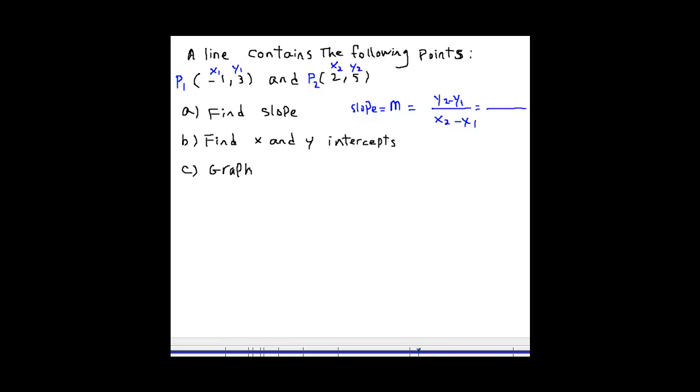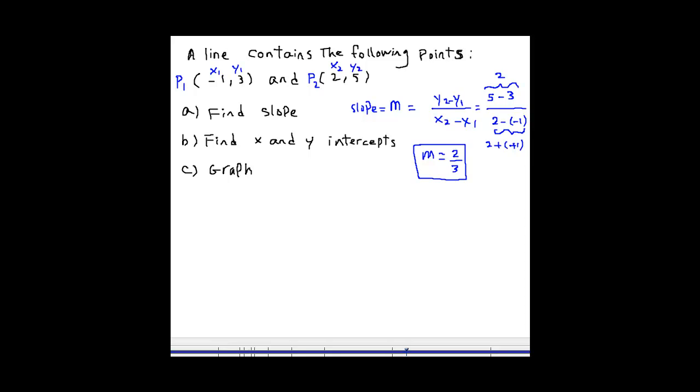So y2 would be 5 minus 3. x2 would be 2 minus 1. So can somebody tell me what the slope is? 2 over 3. So that would be 2, so this would be 2 plus 1. So it would be 2/3. Very good. So we find the slope.